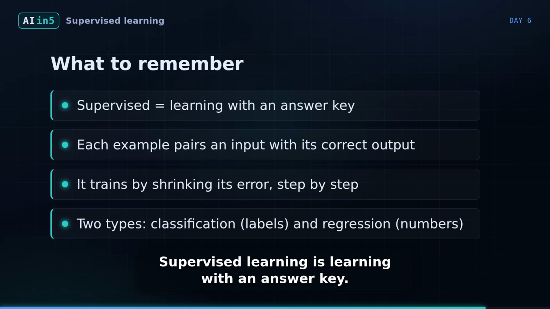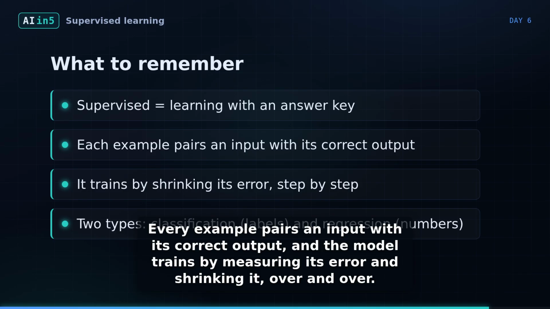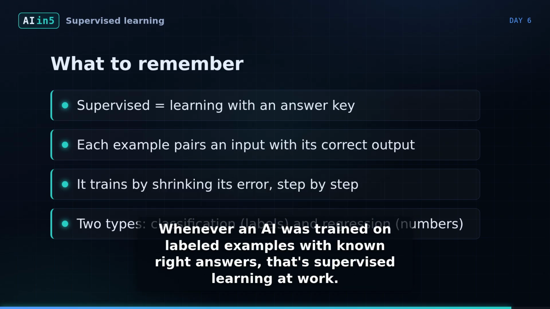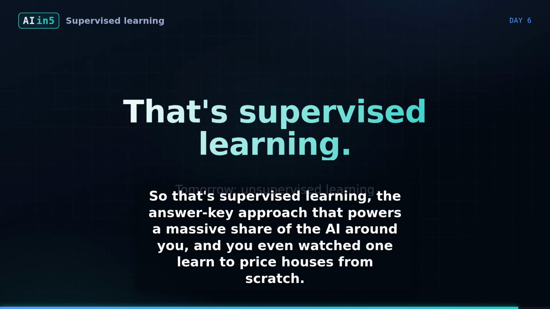Let's lock it in. Supervised learning is learning with an answer key. Every example pairs an input with its correct output, and the model trains by measuring its error and shrinking it over and over. It comes in 2 flavors: classification when the answer is a category, and regression when the answer is a number. And we just built a working regression model that prices houses. Whenever an AI was trained on labeled examples with known right answers, that's supervised learning at work. So that's supervised learning, the answer key approach that powers a massive share of the AI around you. And you even watched one learn to price houses from scratch.